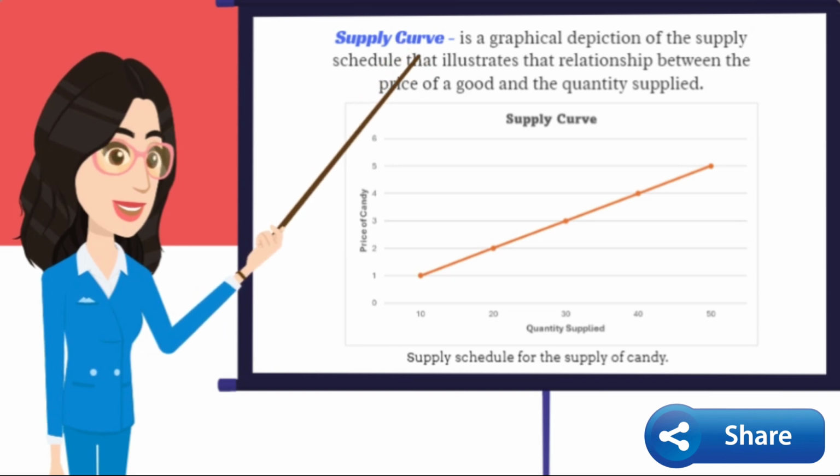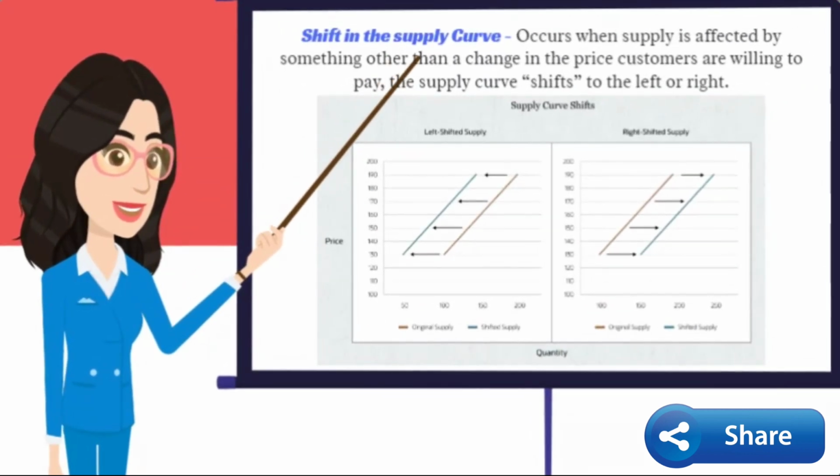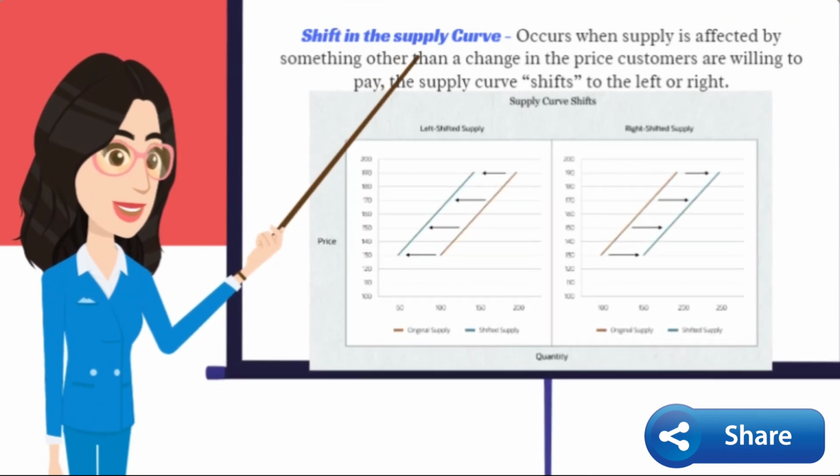Note that when the curve is drawn, the ceteris paribus assumption is used, assuming that no relevant economic factors other than the service or product's price are changing, and if other factors relevant to supply do change, then the entire supply curve will shift. A shift in the supply curve occurs when supply is affected by something other than a change in the price customers are willing to pay.